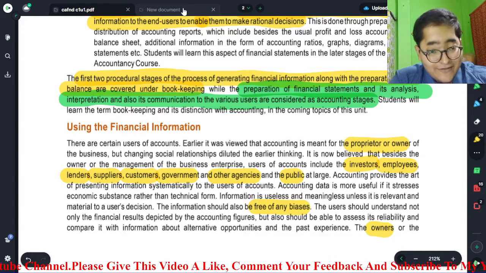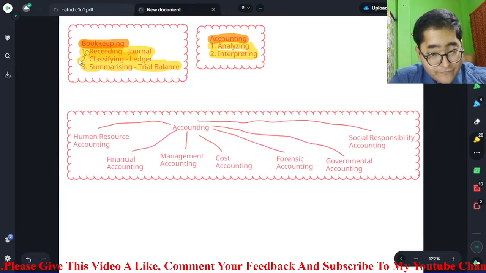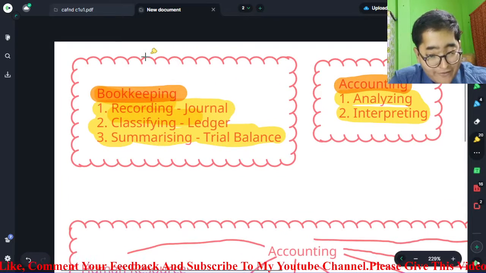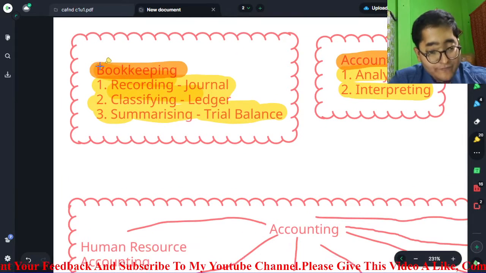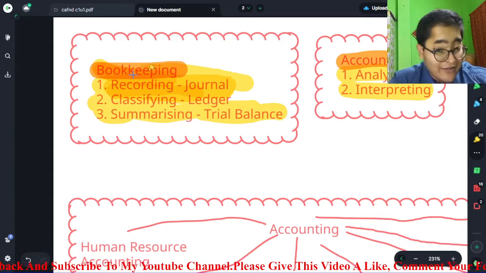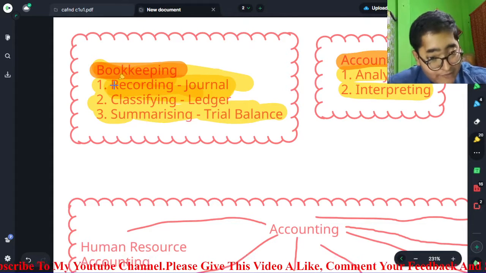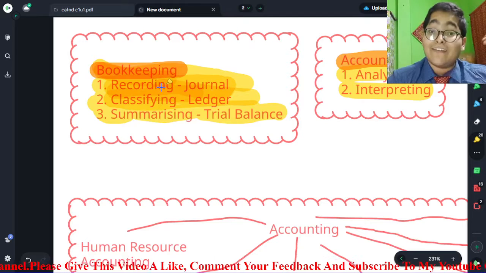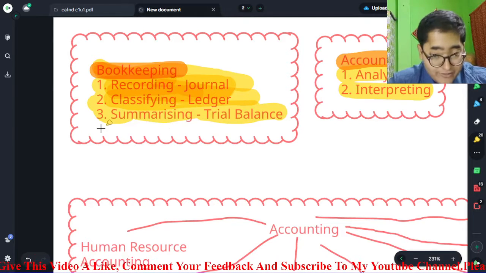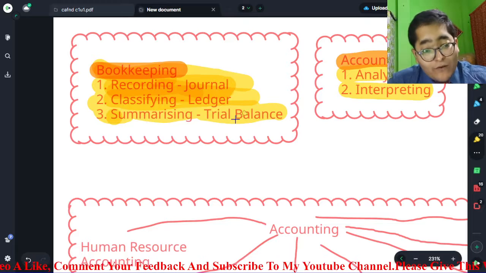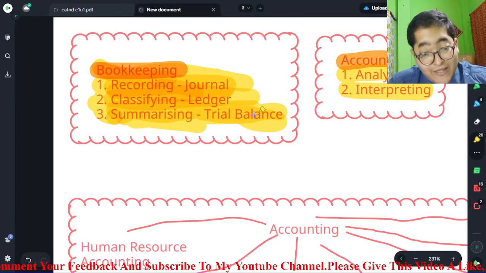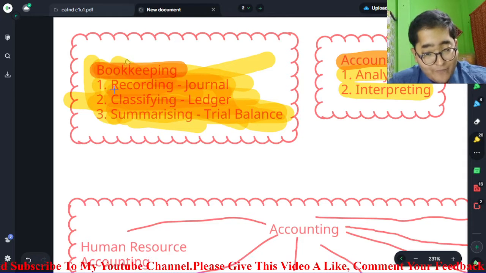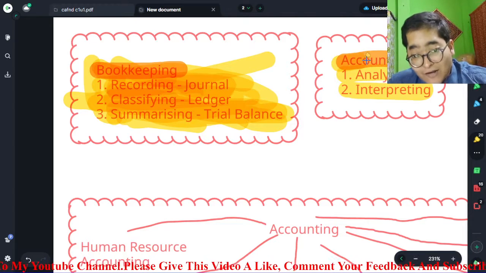So let's see the information over here. In bookkeeping, we see the recording. Bookkeeping means recording through journal. We record the financial information through journal. Classifying through ledger entries. We classify the recorded financial information from the journal into the ledger. Then we summarize the information in the trial balance. So this consists of bookkeeping. Now comes accounting.